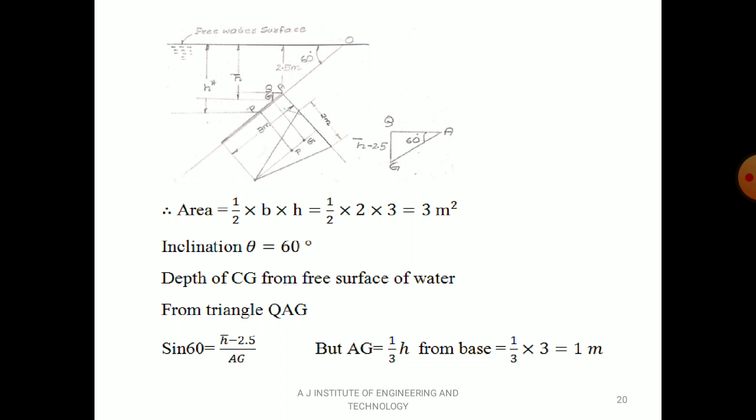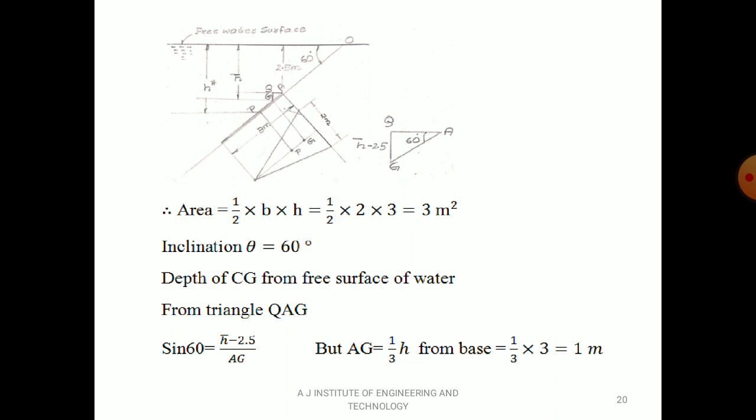Now depth of center of gravity from free water surface you are supposed to find. Now how to find? This is again similar to the circular plate inclined with some angle theta. So you have to apply the sin theta concept here also, from triangle QAG. So you can see here only the least depth is given, not the greatest and least depth together. One least depth of immersion is given.